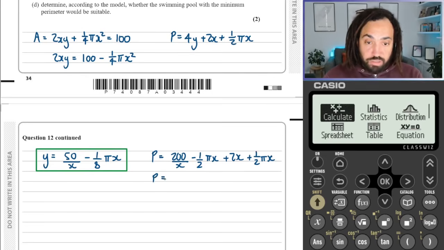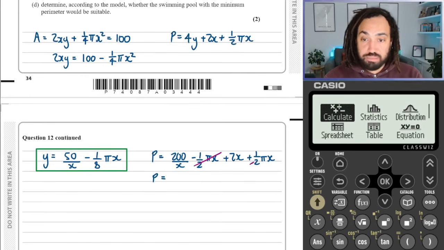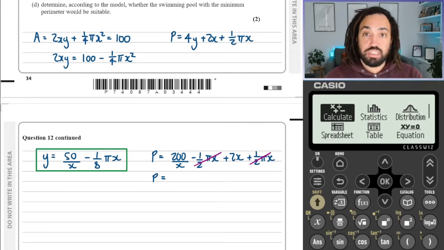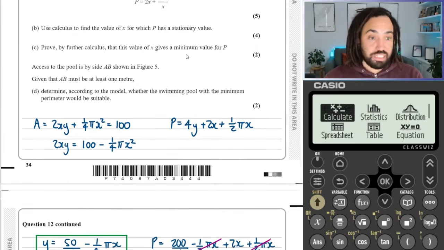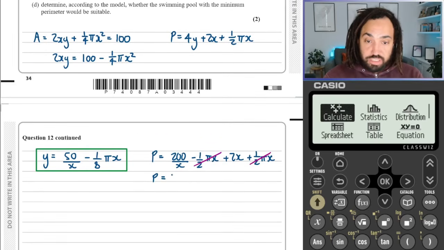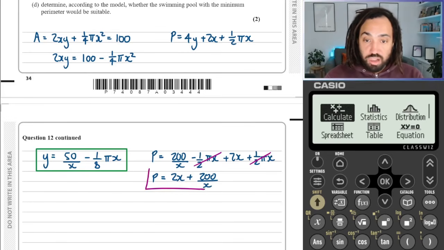Okay, great. So we can see here that these are going to cancel, so that's minus a half pi x and plus a half pi x cancel out perfectly. So we are left with those two terms, and just double checking, yes, that's exactly what they want. So that is 2x plus 200 over x for our final answer for the perimeter.